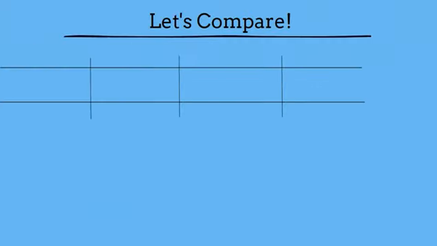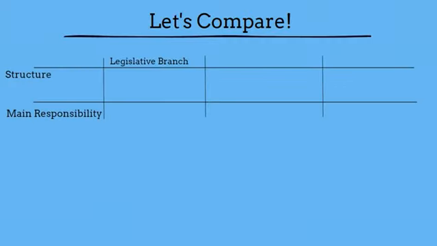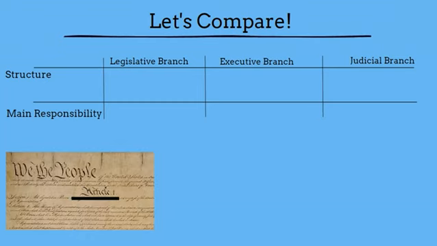We've learned a lot about Articles 1, 2, and 3, and something about the three branches of government. So let's see if we can compare them. Try to complete the chart as it appears on the screen. According to Article 1 of the Constitution, what is the structure of the legislative branch, and what is its main responsibility? The legislative branch is made up of the House of Representatives and the Senate, and its main responsibility is to make laws.